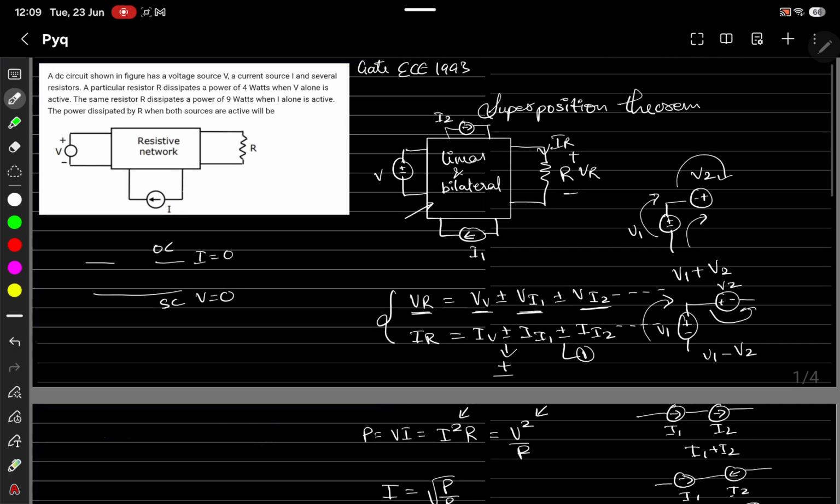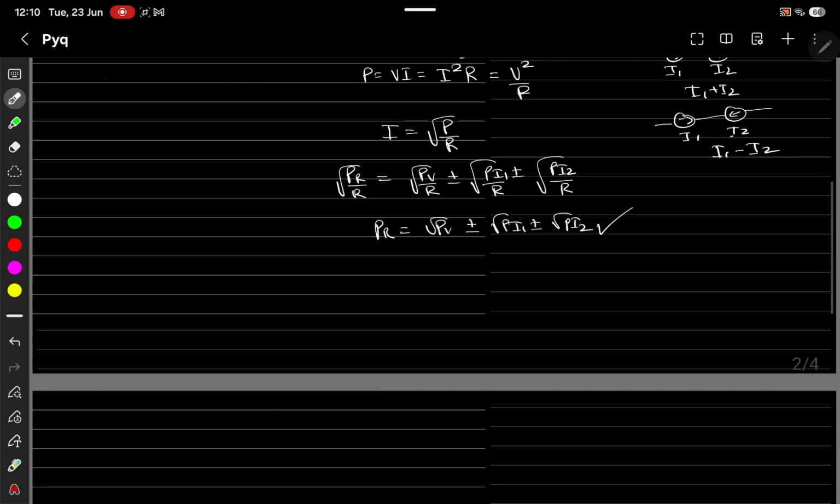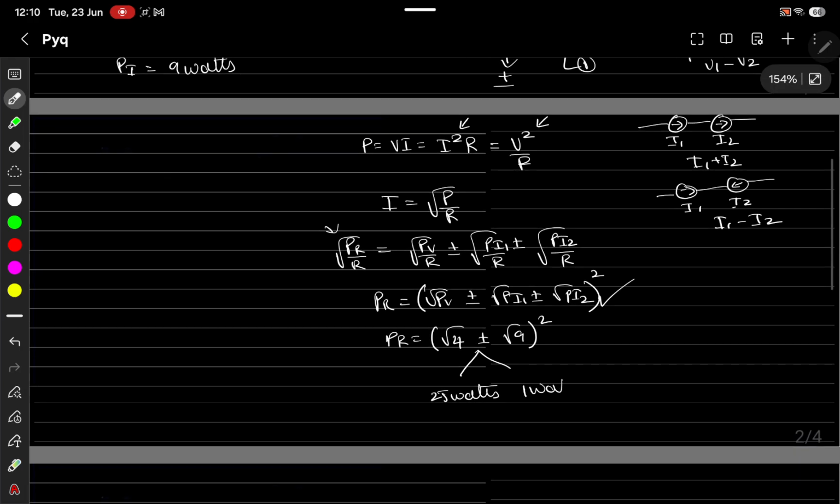Now for our problem, a particular resistor R dissipates a power of 4 watts when V alone is active. When V alone is active, 4 watts is dissipated. When I alone is active, 9 watts is dissipated. Now for our problem, the square root will go to that side and we will have a whole square. PR is equal to (√4 ± √9) whole square, which will give 25 watts and 1 watt.